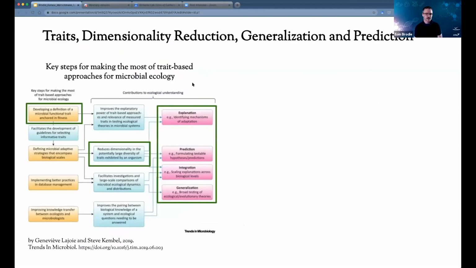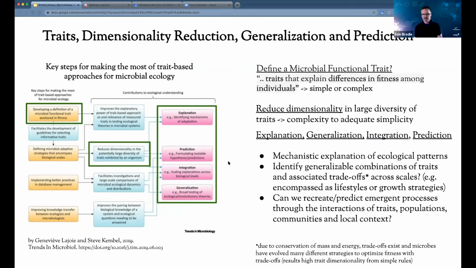I want to begin with a really great review in Trends in Microbiology from Geneviève Lajoie and Steve Kemble, trying to point us in the right direction of how to make the most of trait-based approaches in microbial ecology. One of the first parts of this is to define what we mean by a trait. I've just borrowed some text from their publication here, and this really takes the perspective of a trait from the concept of fitness. So really a trait is anything that can explain differences in fitness among individuals. Okay, so if we can agree on that, we can move forward.